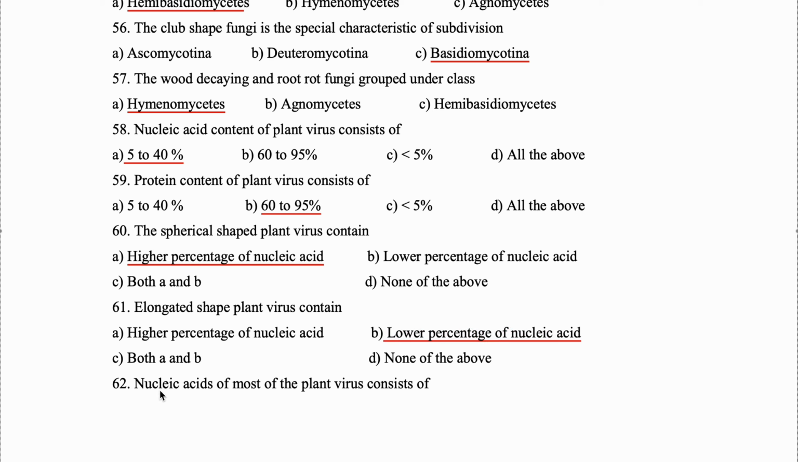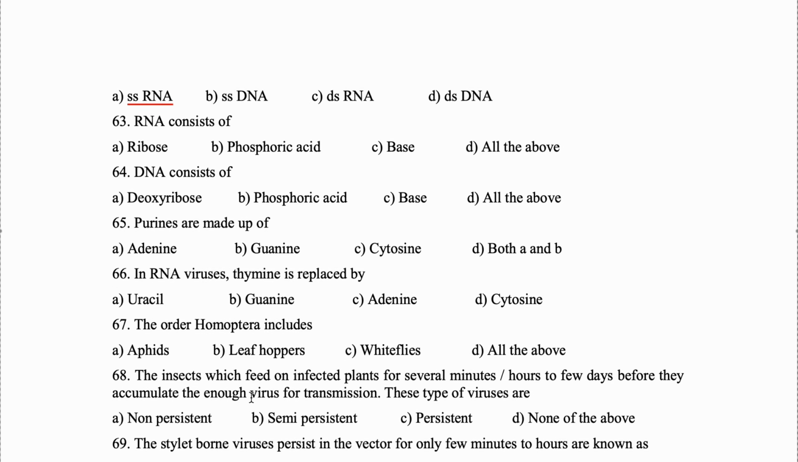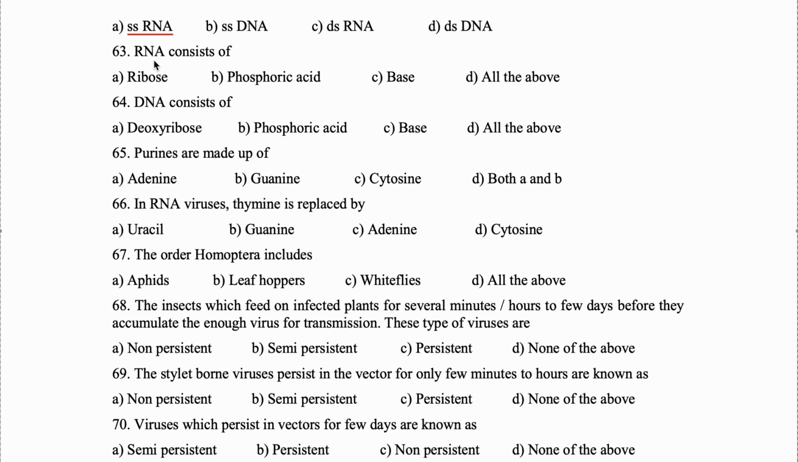Next question, 62. Nucleic acid of most of the plant viruses consists of single-stranded RNA. 63. RNA consists of ribose, phosphoric acid and base. Correct? All the above are correct. 64. DNA consists of deoxyribose, phosphoric acid and base. Again, all are correct. 65. Purines are made up of adenine and guanine. So, both A and B are correct.